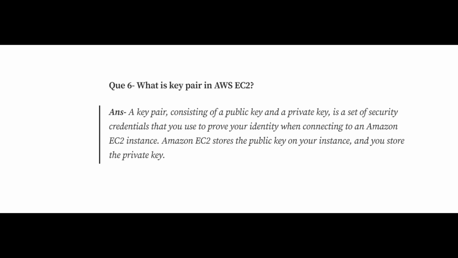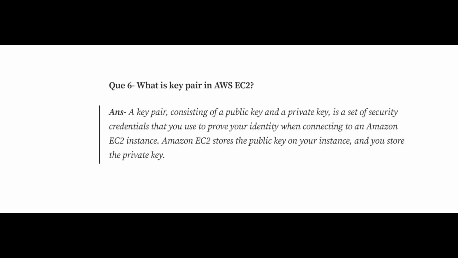Question number 6. What is a key pair in Amazon EC2? A key pair consists of a public key and a private key. It's a set of security credentials that you use to prove your identity when connecting to an Amazon EC2 instance. Amazon EC2 stores the public key on your instance and you store the private key.